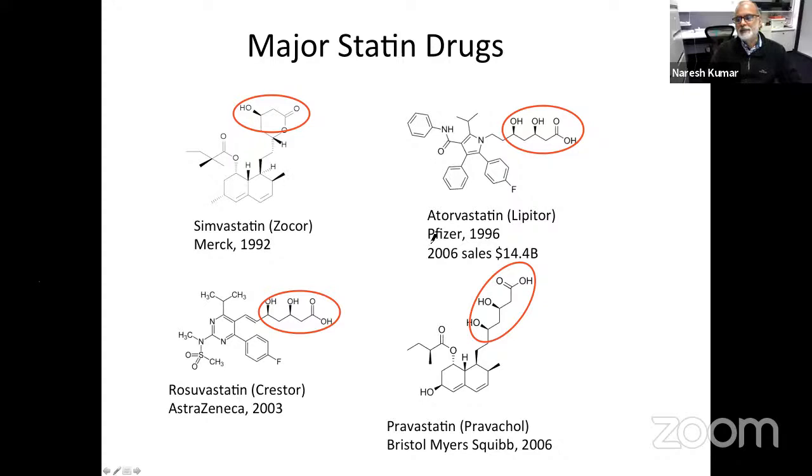The other companies joined the bandwagon. Once the drug was found to be potent and found to be making money, the other companies joined in. Merck came up with another drug called Zocor as a common name. Pfizer in 1996 developed Lipitor. Again, the common part within these structures is the mevalonic acid structure. The rest of the structure is different.